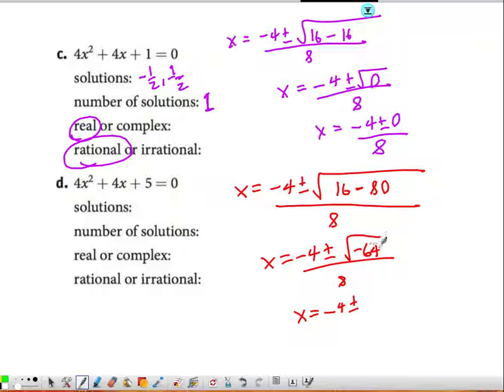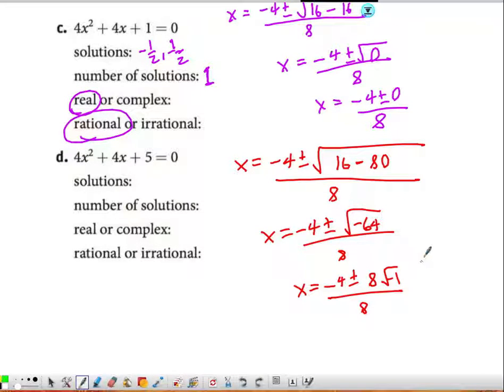What is the square root of -64? Well, notice that 64 is a perfect square. And so we can put 8, and then what we're left with is the square root of -1. And we cannot forget what the square root of -1 is. The square root of -1 is i. So we have 8i over 8.